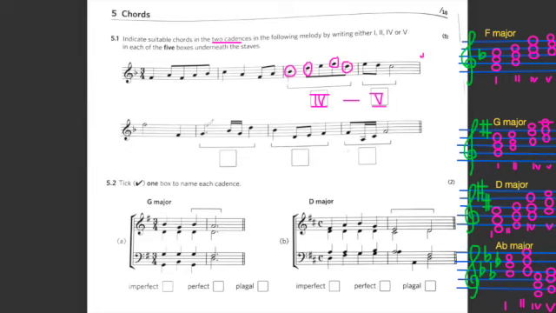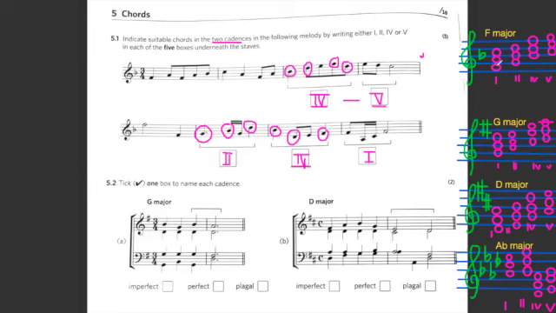Next one here, G, B, G again, and D. So luckily for us, all those notes belong to chord number 2. It's nice and easy for us. And then this one here, we have B flat, D, E, and F. Those belong to chord 4. And then last one, F, A, C, F. It's clearly chord number 1.